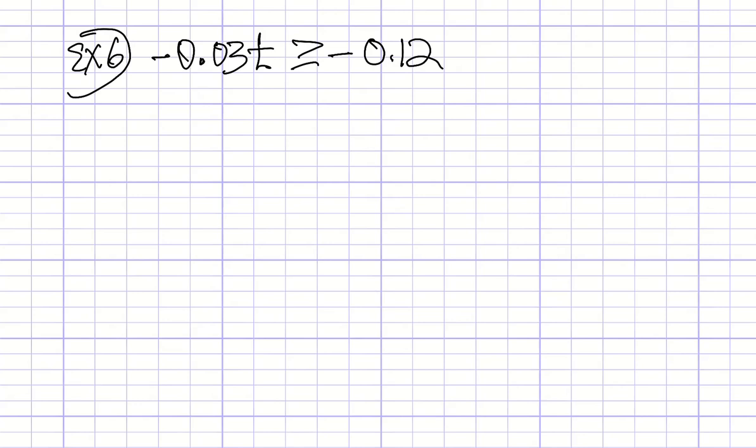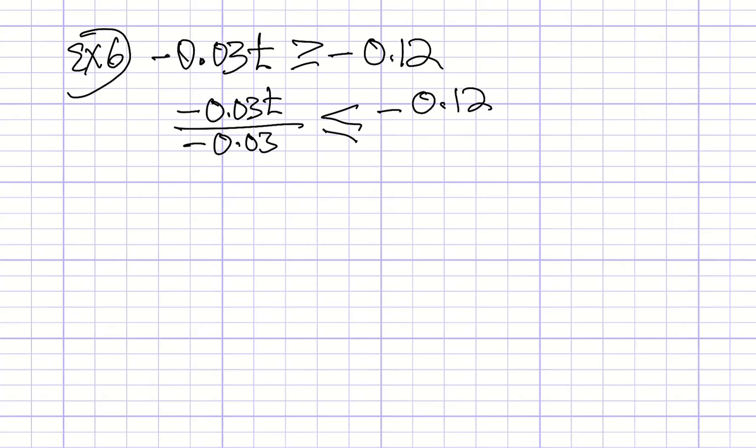Right? And then we'll change the sign of the inequality. So basically that's negative 0.03 T divided by negative 0.03. We change the sign, less than or equal to 0.12, right, over negative 0.03, because that's what we did over here. And then T will be by itself, less than or equal to, what is that?